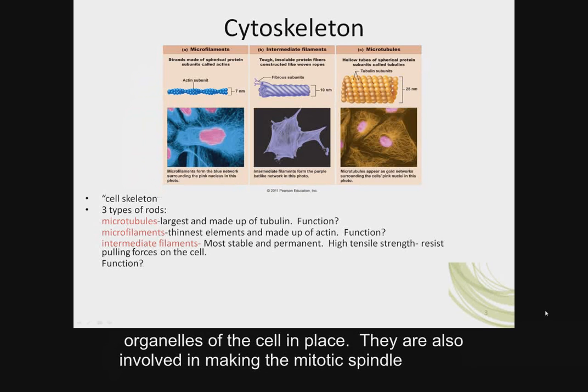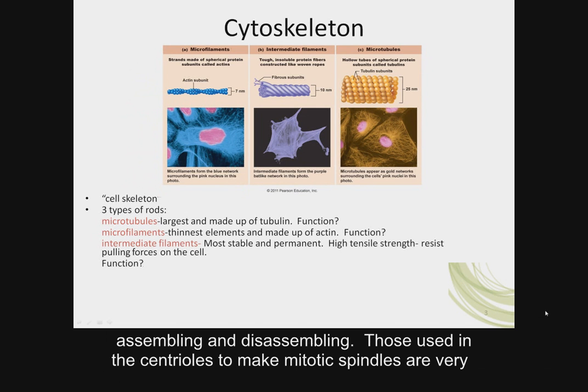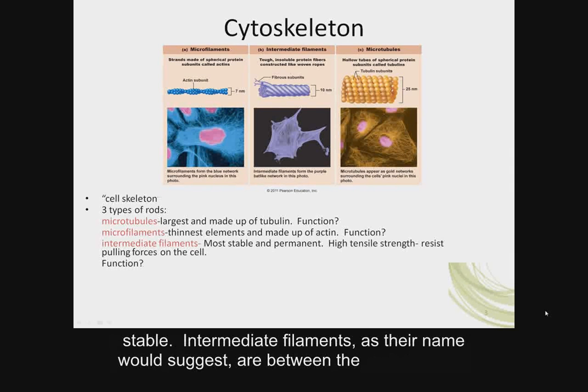Microtubules radiate out from centrosomes and anchor the organelles of the cell in place. They are also involved in making the mitotic spindle, which will be discussed shortly. Microtubules are very labile and are constantly assembling and disassembling. Those used in the centrioles to make mitotic spindles are very stable.